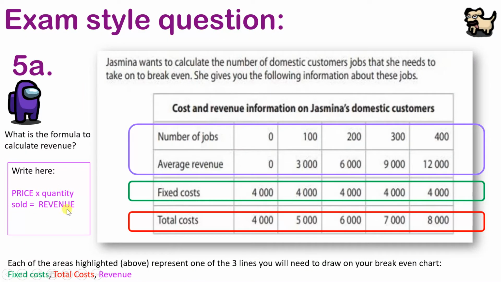The answer to 5A, which is Jasmina wants to calculate the number of domestic jobs that she needs to take on break even, well, we don't actually need all of that information because the question is saying what is the formula to calculate revenue. The formula is price times quantity sold equals revenue.